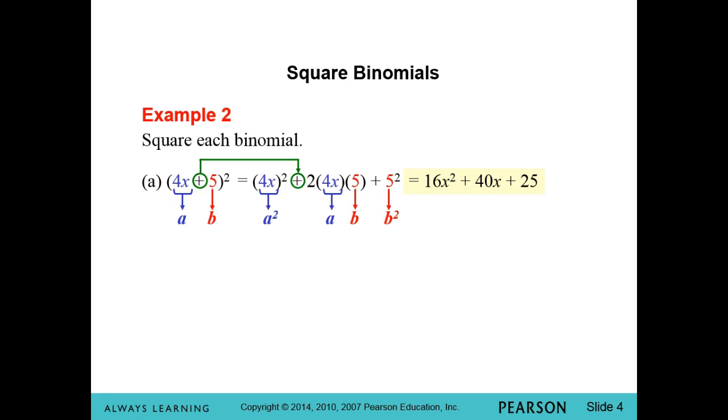All right. Let's try the B one. 6x minus 2y squared. What do you reckon that's going to be?